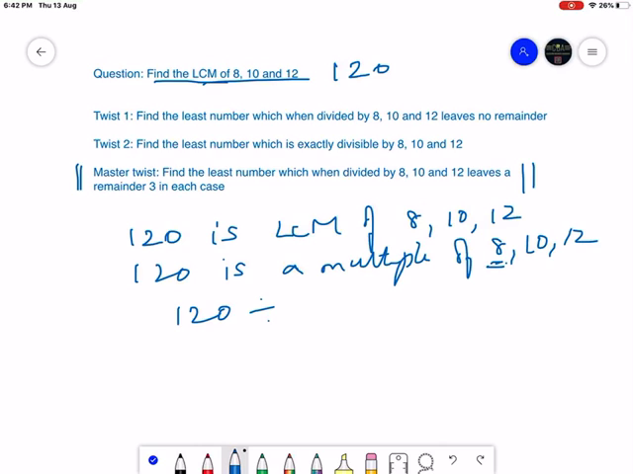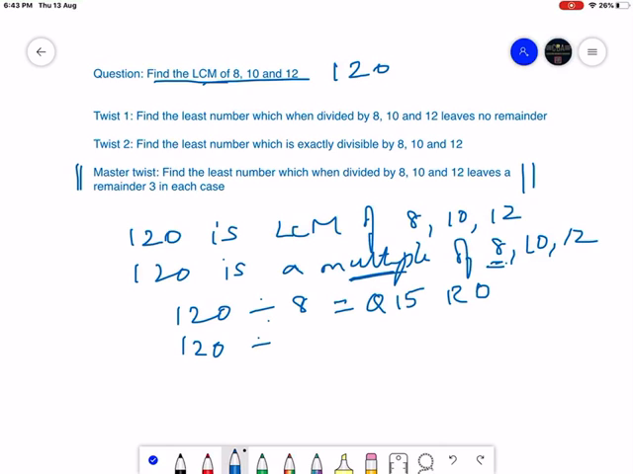Or in other words, if I divide 120 by 8, I will get some quotient and some remainder. So what remainder do you expect? The remainder must be 0, because 120 will be exactly divisible by 8. That's why it has become a multiple. Correct? So 120 divided by 8. Just to fill up this gap, I will give the quotient also. The quotient is 15 and the remainder is 0.